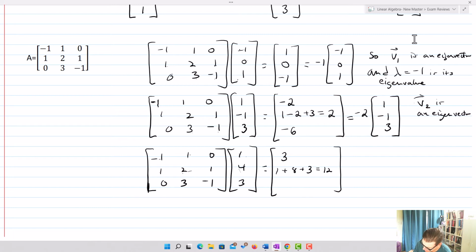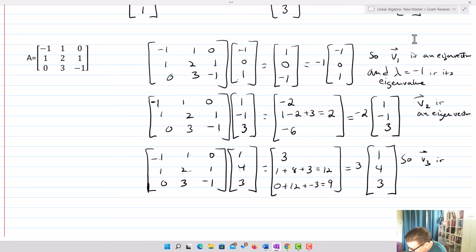And then 0 plus 12 plus -3 is going to equal 9. And this is 3 times 3, or 1, 4, 3. You see that 3, 12, and 9 is 3 times 1, 4, 3. So V3 is an eigenvector. Cool. So what we've done is we've actually proven that these 3 eigenvectors are in fact eigenvectors, and we've proven their associated eigenvalues.